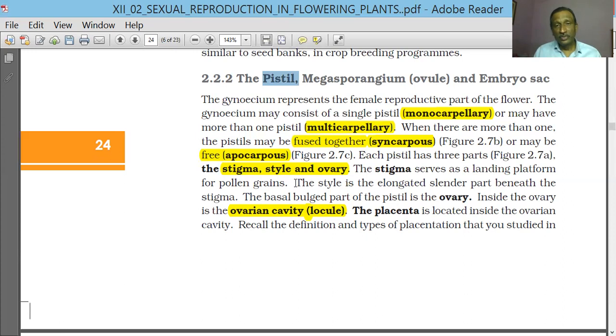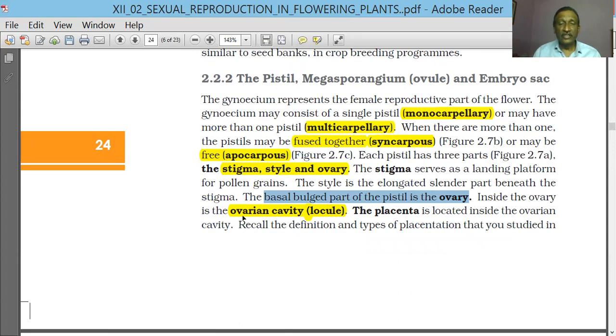Next is the style. The style is a long, elongated, slender tube, which connects the stigma to the ovary. So the style is only a connecting link between these two, and it's a hollow tube through which the pollen tubes can grow. The basal bulged part is called the ovary. The ovary is the part where the ovules are found, and after fertilization the ovary matures into a fruit.